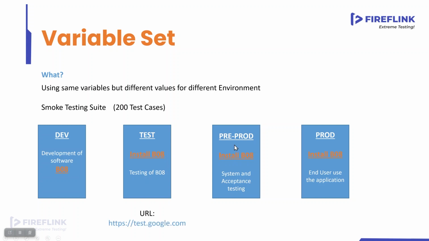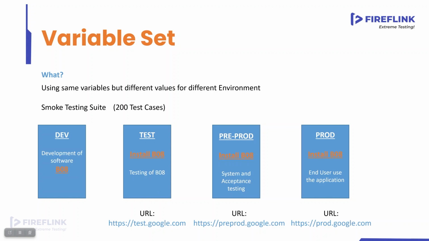And pre-prod will have its own URL, and prod will have its own URL, right? So if I want to run these test cases in the testing server, I access the application with the help of this particular URL, https test.google.com. If I want to run the same smoke testing suite, all 200 test cases, in pre-prod, I have to change the URL again to preprod.google.com. And if I want to run the same 200 test cases in the production environment, again I have to change the URL, right? So this is how different environments vary with respect to the URL.